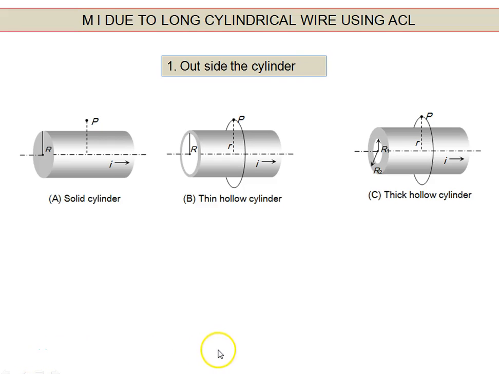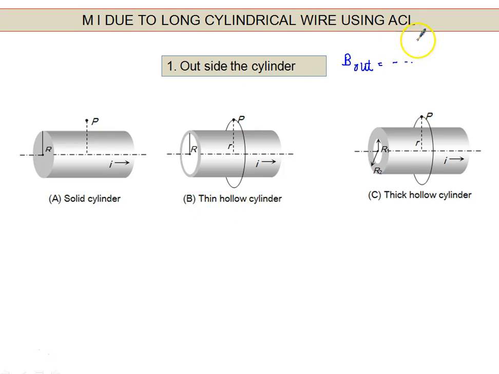Now today I will discuss the new topic, that is the magnetic intensity due to a long cylindrical wire. Here in the diagram I am showing there are three cylinders. One is the solid cylinder, another is the thin hollow cylinder, another is a thick hollow cylinder, and the radius is visible to all of you. The very first question is that we have to calculate the magnetic field outside the cylindrical region in all the three regions.